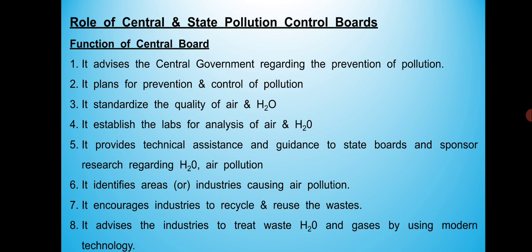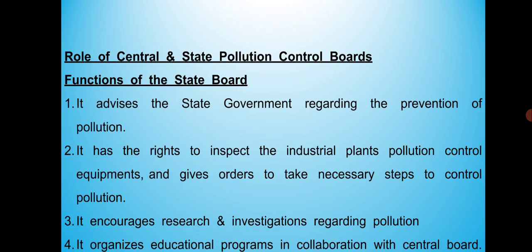Role of central and state pollution control boards. Function of Central Board. It advises the central government regarding the prevention of pollution. It plans for prevention and control of pollution. It standardizes the quality of air and water. It establishes the labs for analysis of air and water. It provides technical assistance and guidance to state boards and sponsors research regarding water, air pollution. It identifies areas and industries causing air pollution. It encourages industries to recycle and reuse the wastes. It advises the industries to treat wastewater and gases by using modern technology.